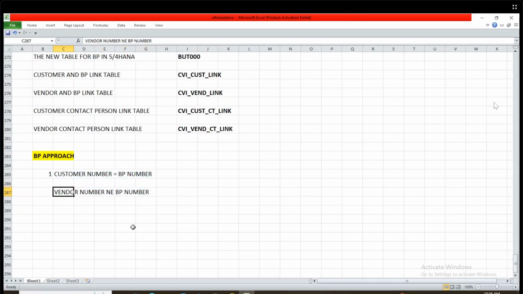This is the first approach. But for some clients, vendors are more important than customers. They have more vendors than customers, so they may go for this approach: customer number not equal to BP number, but vendor number equal to BP number.